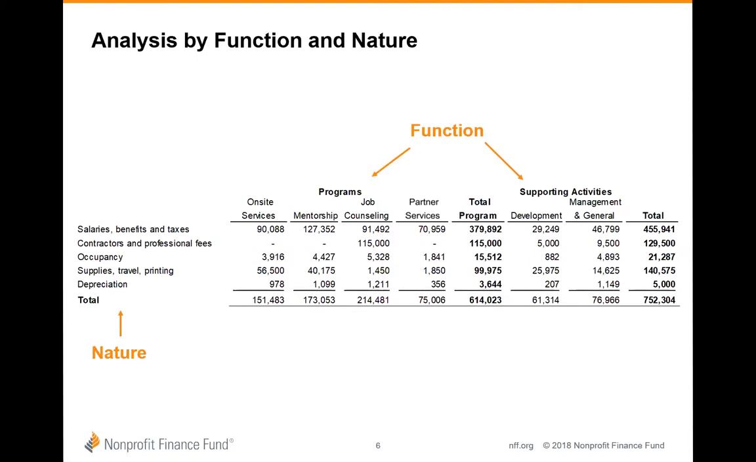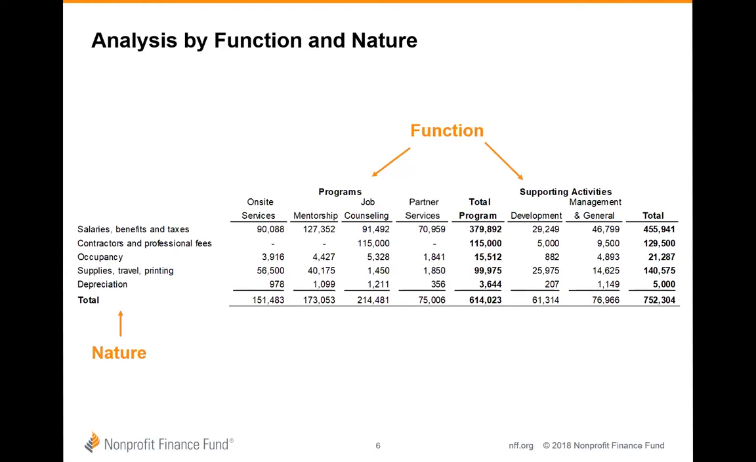This requirement is helpful because the natural classification of expenses just gives us a much better sense of which expenses are fixed versus variable and what it costs to provide our services. So in this example, you can see expenses by function across the top and then by nature down the side. This matrix format is just one way to present this analysis of both nature and function.